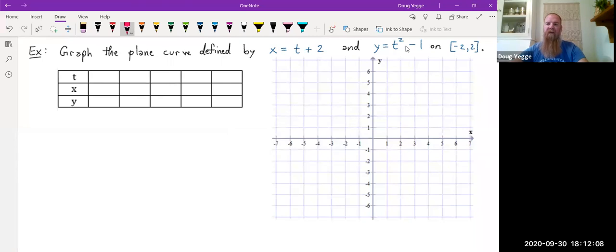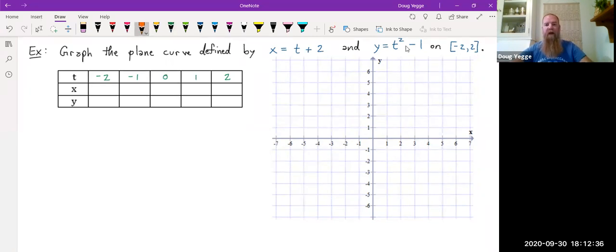Now sometimes t will be allowed to be any value from negative infinity to infinity. But in this particular case, we see that we're only supposed to be plotting it when t is on the interval -2 to 2. So you could put any values in between -2 and 2, but we know that at -2 and 2, those are going to be the stopping points for this plane curve. When I plug in -1 and 0 and 1, those would be other good values to choose.